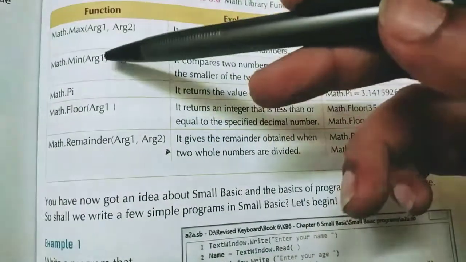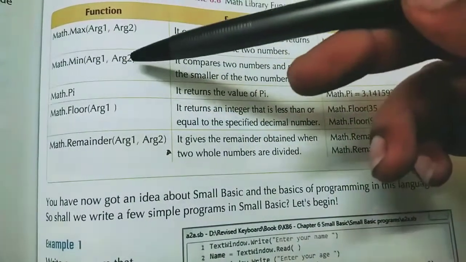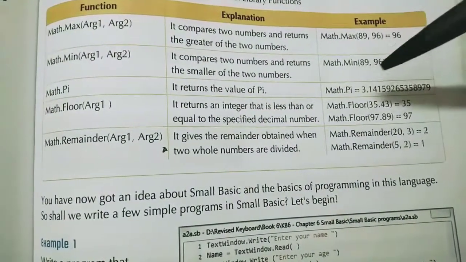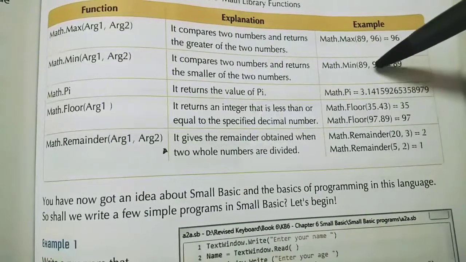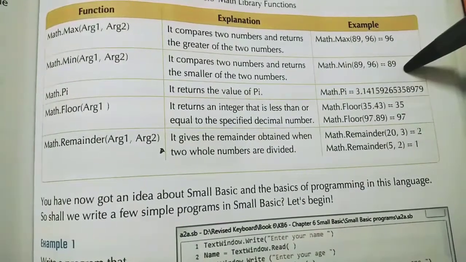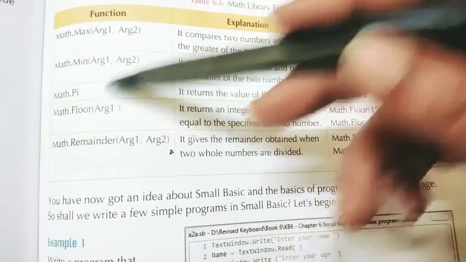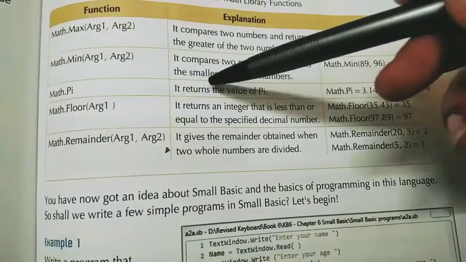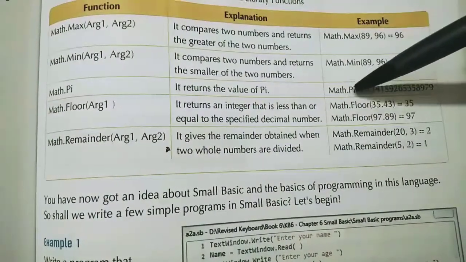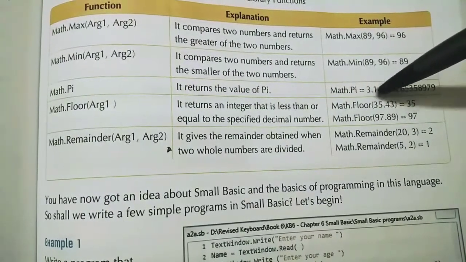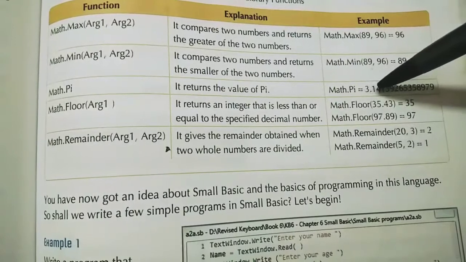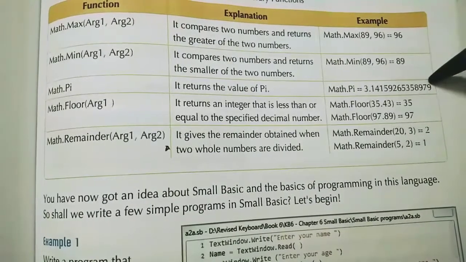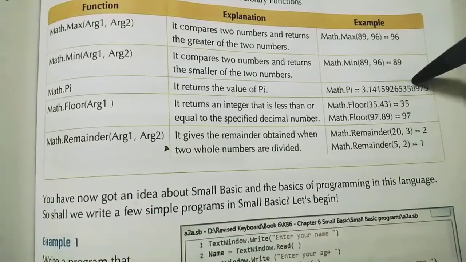Then Math.Min, argument 1 and argument 2. It compares two numbers and returns the smaller of the two numbers. See Math.Min 89 and 96, the smaller number is 89. Understood? Then Math.Pi. All of you know pi from the maths subject. It returns the value of pi. When it is written like this, Math.Pi, it will return the value of pi, which is 22 by 7 and 3.141, with the decimal digits after the point.